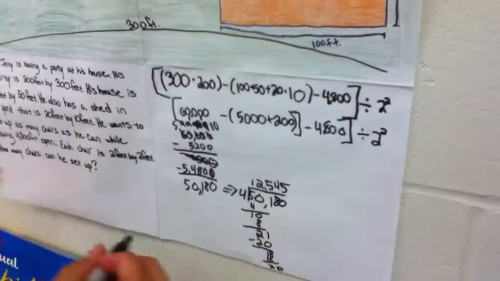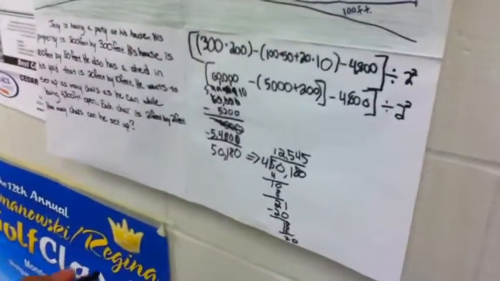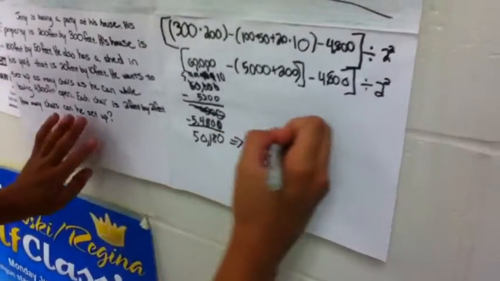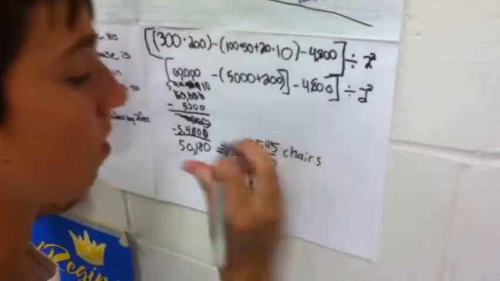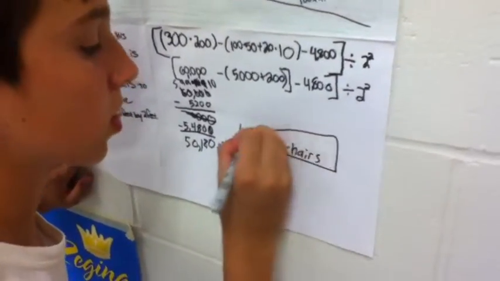Good. So at the end, how many chairs will you have? You can fit 12,545 chairs. Good job, Ken. You learned very well today.